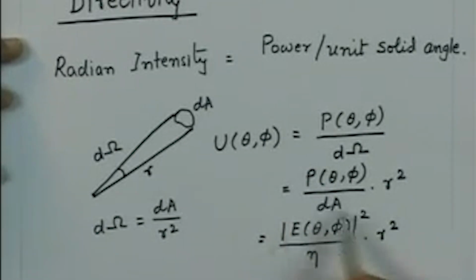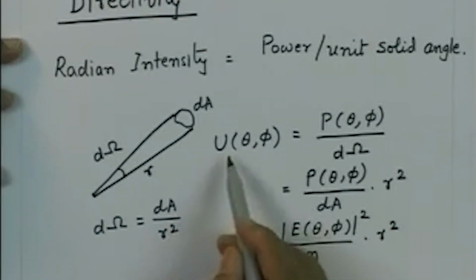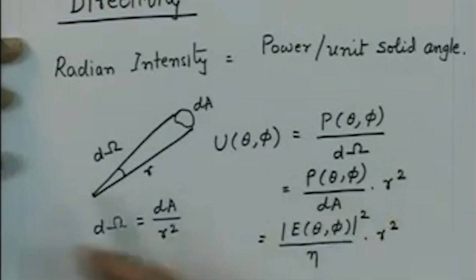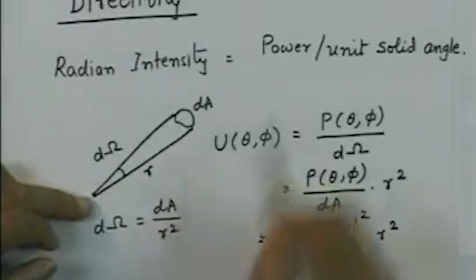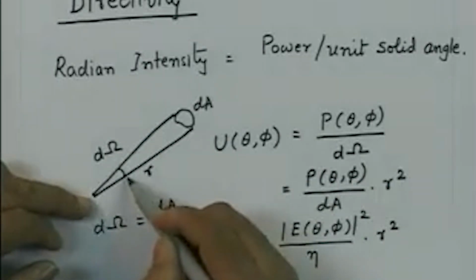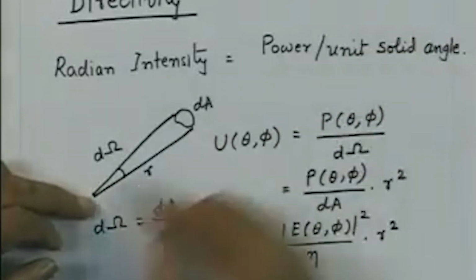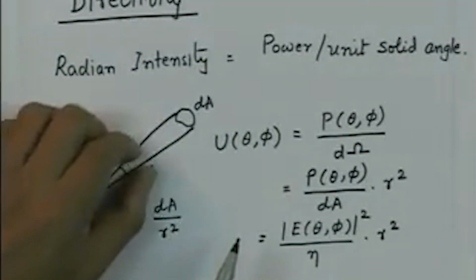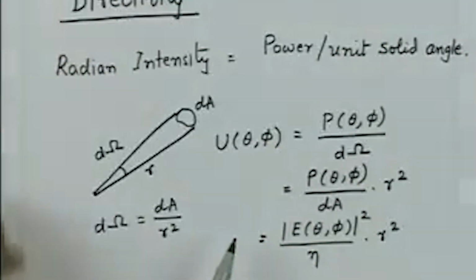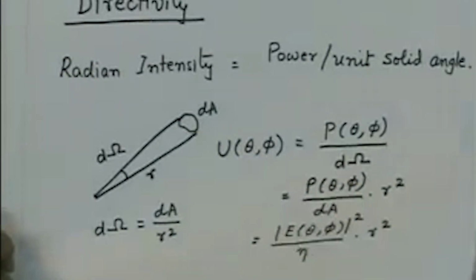And since the fields vary as 1 over r, essentially this r square will cancel with that. So this radiation intensity will be independent of the distance, and that is fine, because we have defined it as power per unit solid angle, and this angle does not change as we move away from the antenna. This angle is the same. So the total power which remains in this solid angle is independent of the distance.